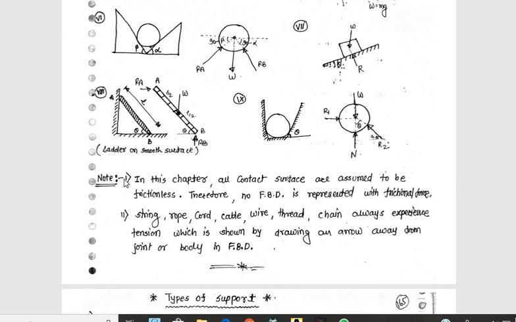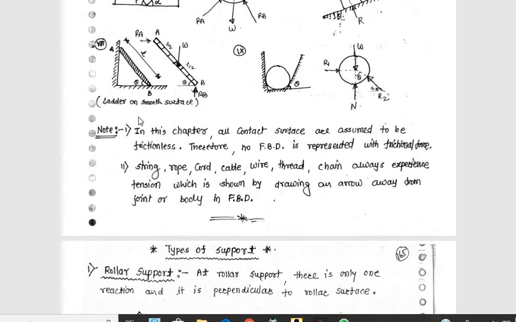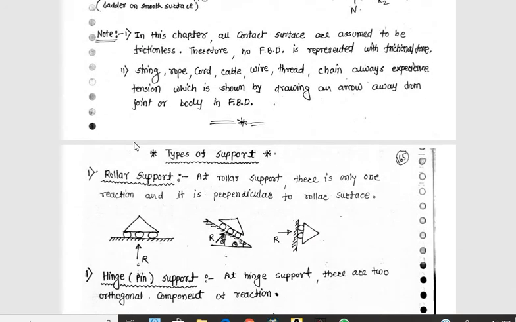Now see, here are some notes. Number 1: in this chapter, all contact surfaces are assumed to be frictionless. Therefore, no FBD is represented with a friction force. Number 2: string, rope, cord, cable, wire, thread and chain always experience tension, which is shown by drawing an arrow away from the joint or body in the FBD. I have already discussed this. You have to cut that element and show it by a tension force. So this is about the FBD.